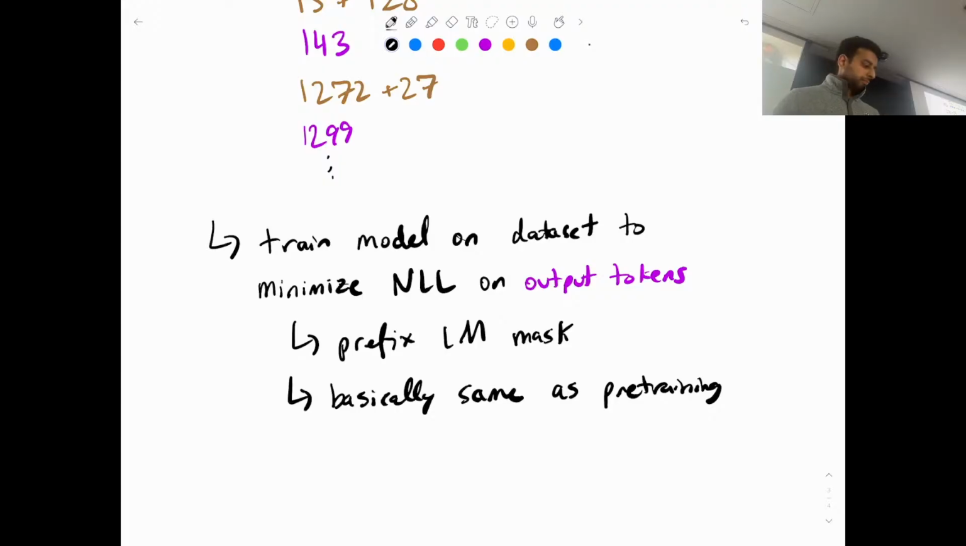So here, as you mentioned, there's no words in the input and output.